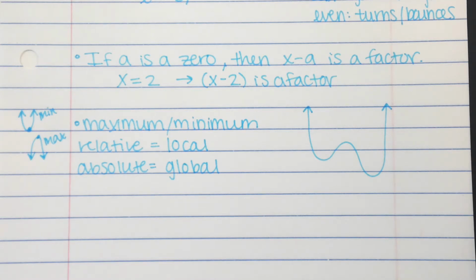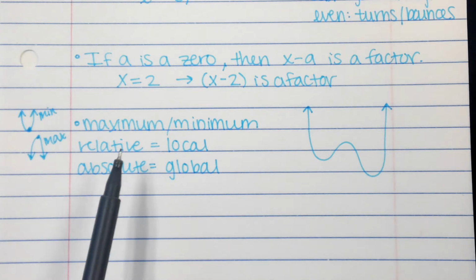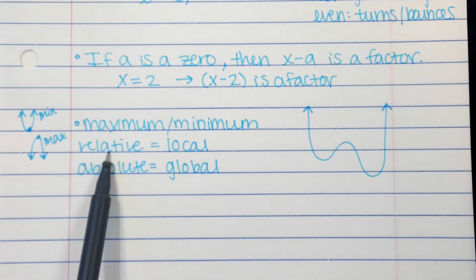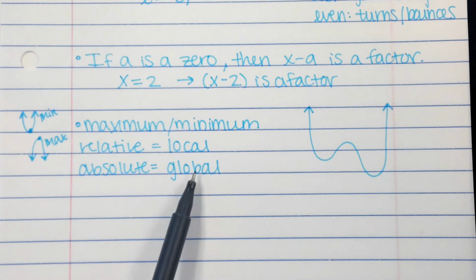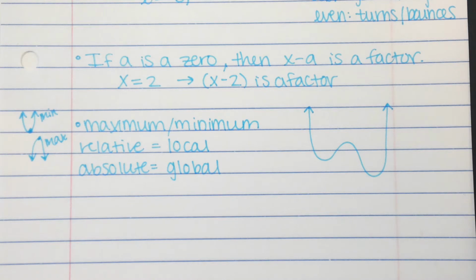What we're going to be looking at today, in some of your problems, it's going to say find the relative maximum or the relative minimum. So you need to know the difference. Depending on what you're looking at, you could see some different vocabulary. Relative is the same as local. Absolute is the same as global. Relative means in relation to a smaller portion of the graph.